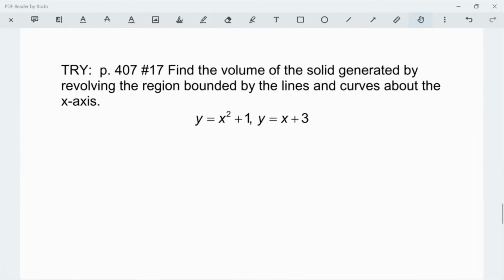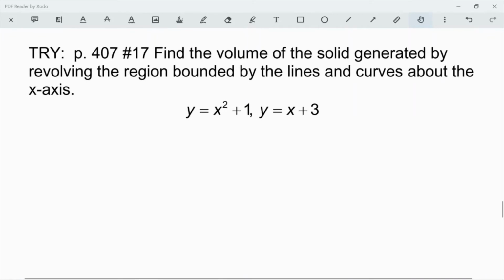All right, so here's another problem that I want you to try. It says find the volume of the solid generated by revolving the region bounded by the lines and the curve about the x-axis. So in this case, we're bounded by y equals x squared plus 1 and y equals x plus 3. You can graph this on your calculator if you want, or you can just sketch this. This is a very simple set of functions that you could sketch. But the main thing is I want you to try to set this up, and then you can just plug it into your calculator and get the exact solution.